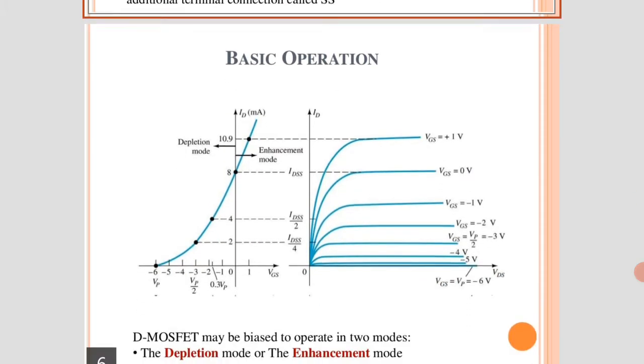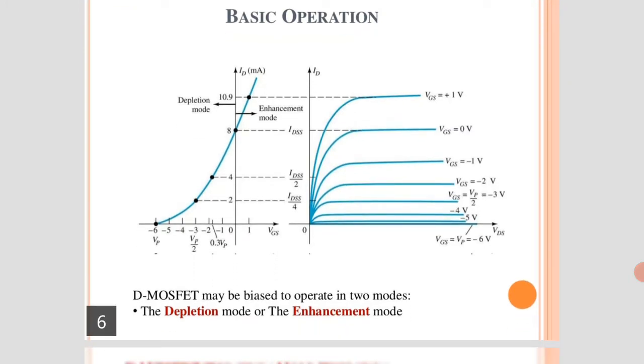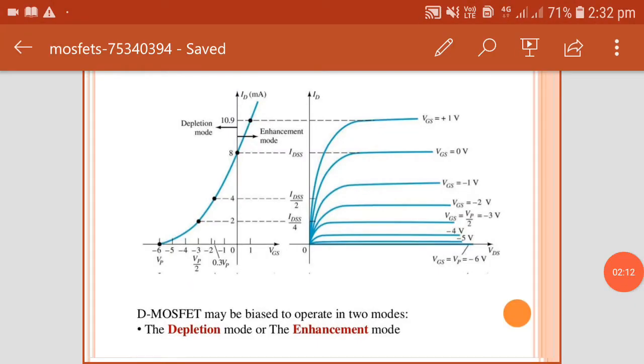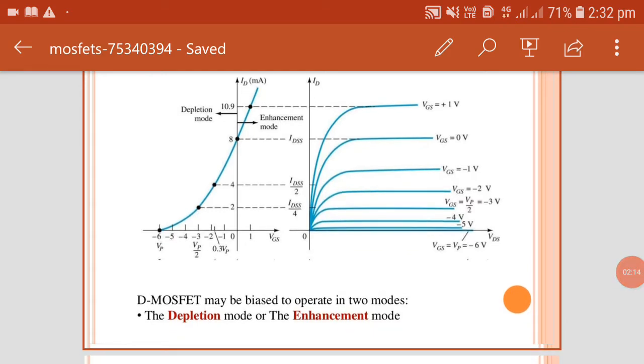The basic operation: the D MOSFET may be biased to operate in two modes, the depletion mode or the enhancement mode. In depletion mode, the characteristic is gate to source voltage versus ID drain current. The drain current ID is changed across the gate to source voltage.